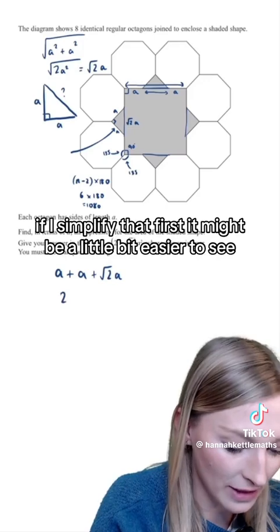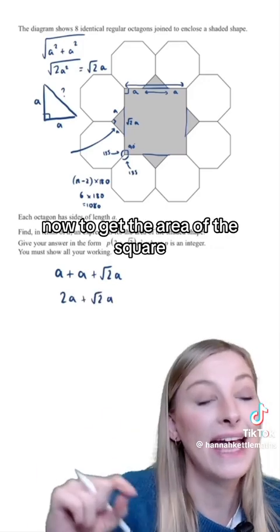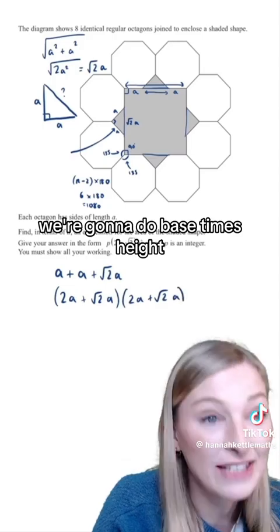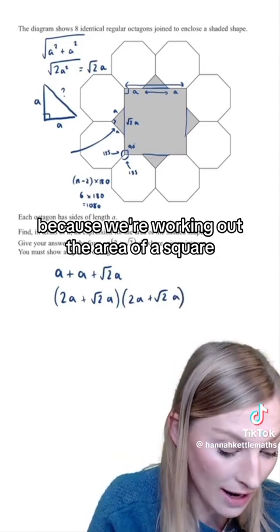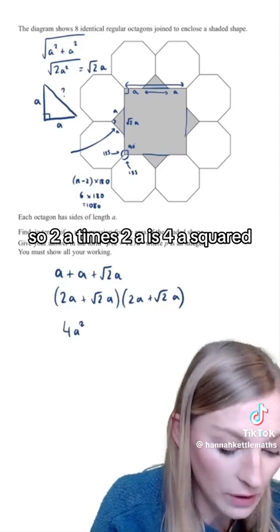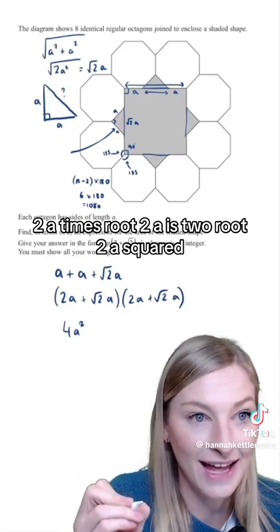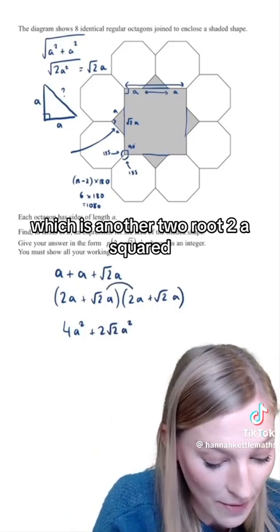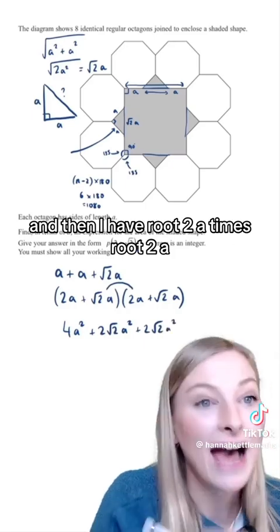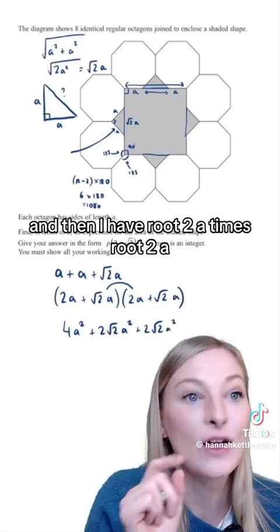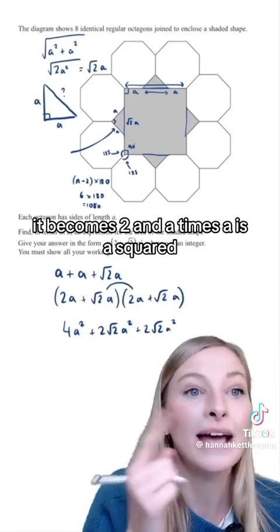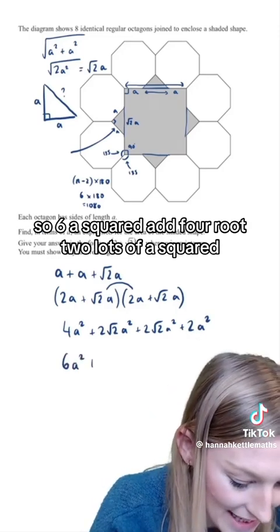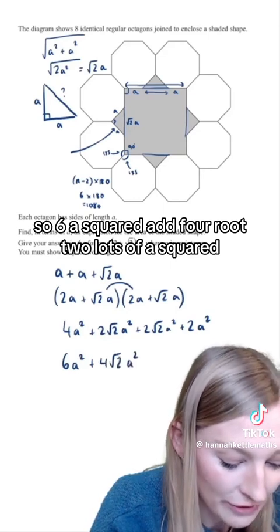So altogether, if I simplify that first, it might be a little bit easier to see. Now to get the area of the square, I want to take that and times it by itself. We're going to do base times height because we're working out the area of a square. So 2a times 2a is 4a². 2a times √2a is 2√2a². And then I have √2a times 2a, which is another 2√2a². And then I have √2a times √2a. When we do a root 2 times a root 2, it becomes 2. And the a times the a is a². So add 2 lots of a². So 6a² add 4√2 lots of a².